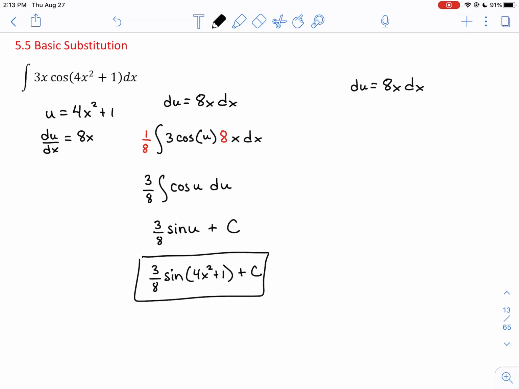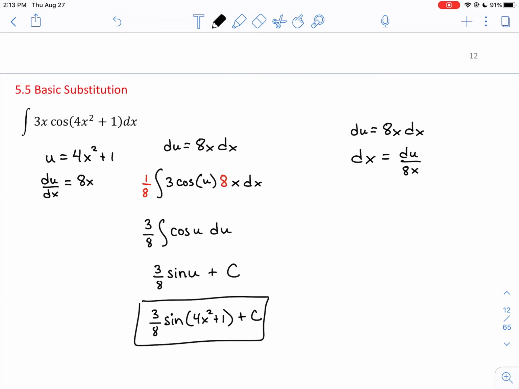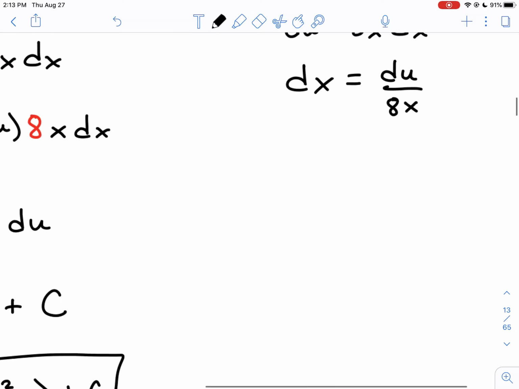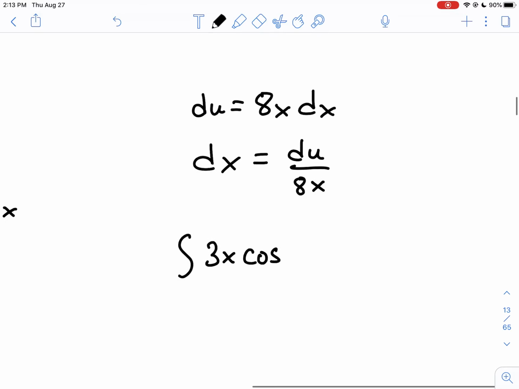So solve for dx. So we have one more step of dividing by the 8x to both sides. So dx is equal to du divided by 8x. Then we take the original problem, which is right here. I'm going to just rewrite that. So we have an integral of 3x times the cosine, and then I will change the 4x squared plus 1 to a simple u, and then we have the dx.